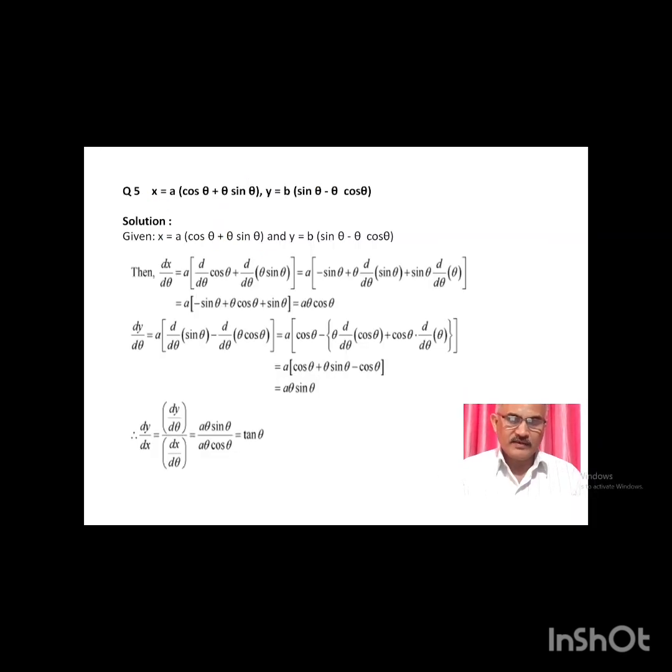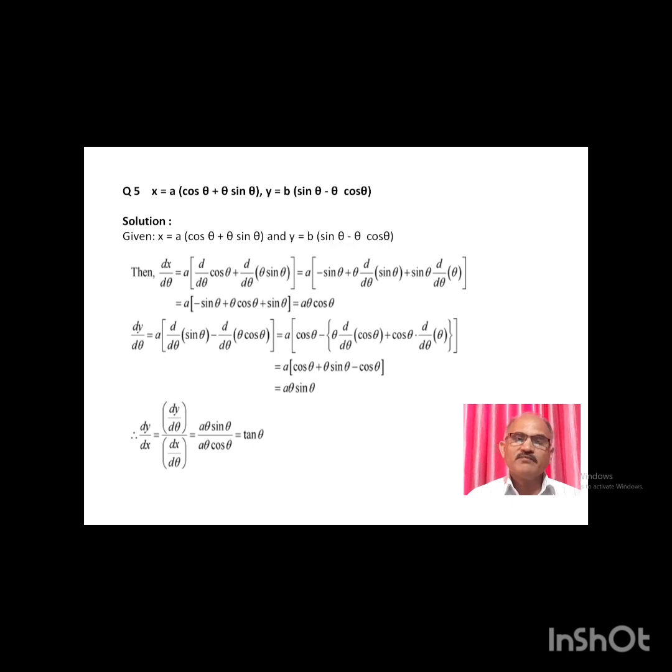Question number 5. If x is equal to a cos theta plus theta sin theta and y is equal to b sin theta minus theta cos theta. So children, here we are getting theta sin theta and theta cos theta. It means we have to apply the product rule in this question.